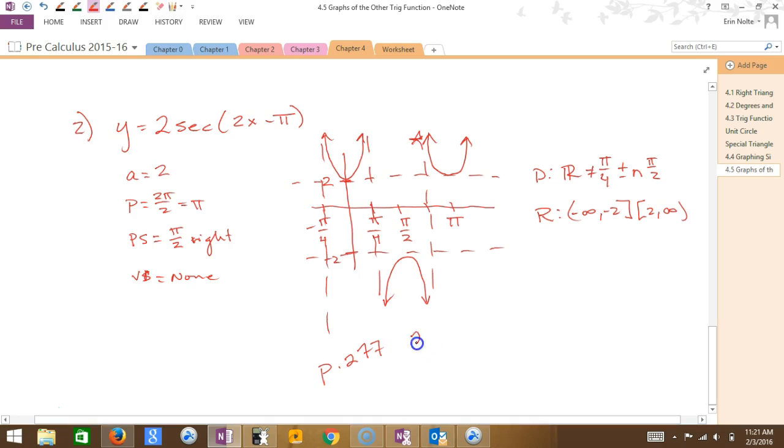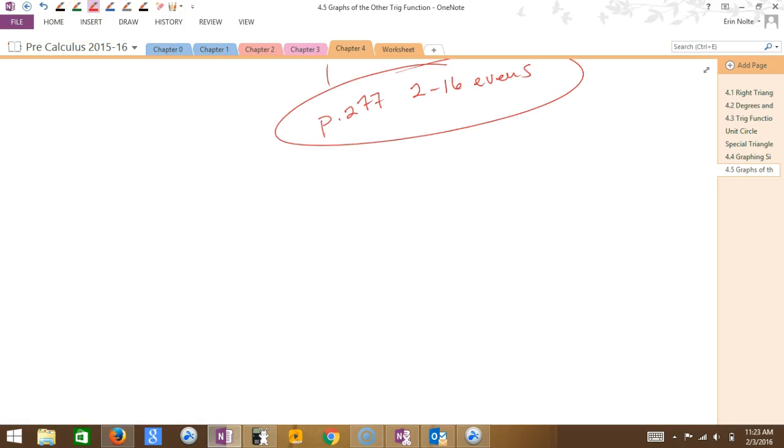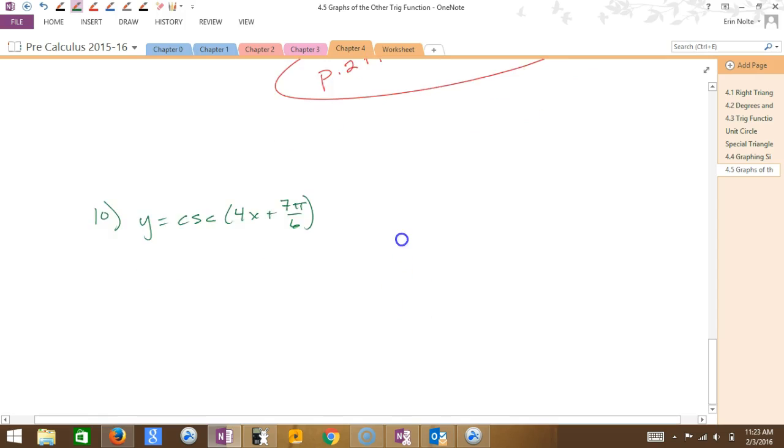All right, all I'm going to do is 2 through 16 evens for this. You guys ready? Number 10. 10 is y equals the cosecant of 4x plus 7 pi over 6. Did I write that right? Is that what you guys have?